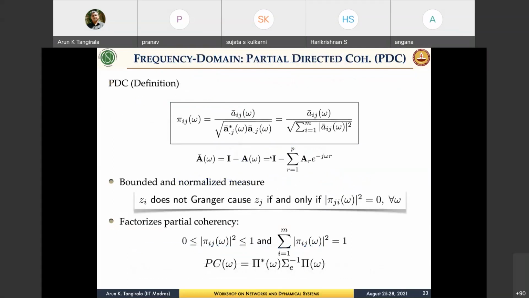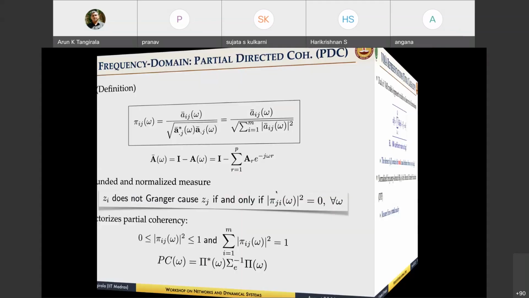Now, I did tell you that the frequency domain measures are very popular. So from the VAR model, you can construct frequency domain measures known as partial directed coherence. Again, this is a topic in itself, but I'm just giving you the expressions, and there are MATLAB routines and toolboxes available to calculate this for you. The inference method is: the PDC is a complex valued number, and if the squared magnitude of the PDC is 0 at all frequencies for a pair of variables, then you conclude that Zi does not Granger cause Zj.